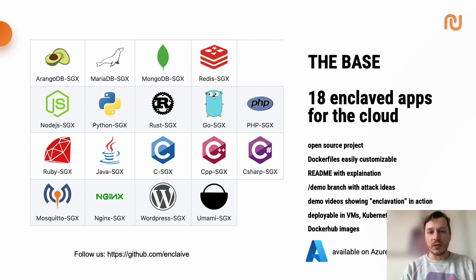18 applications ranging from standard databases to backend technologies, and also some applications, for example, WordPress, Umami, which is an analytics tool, Mosquitto, like an IoT broker. But the whole idea was that we asked ourselves, hey, what do I need typically on a daily basis as a developer? Definitely some of those applications. And why don't we just give those applications in enclaved form?